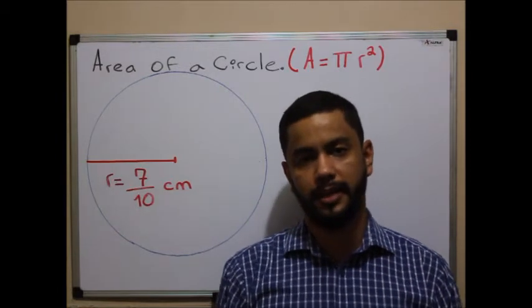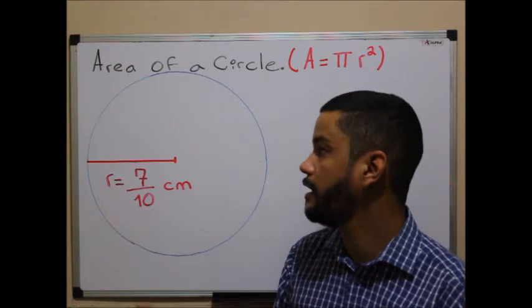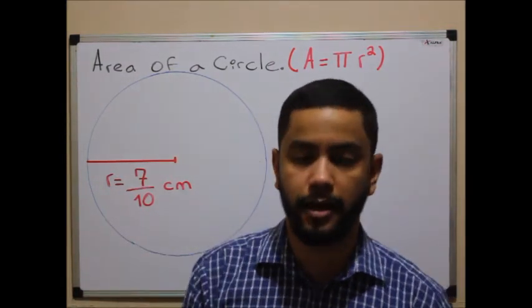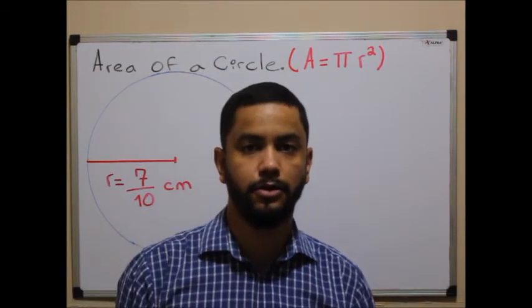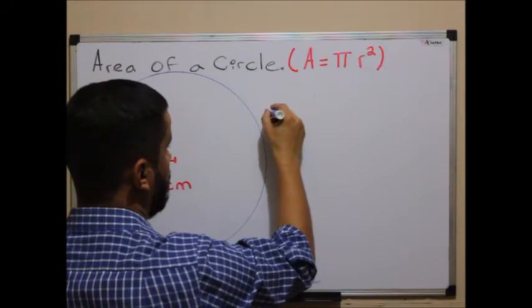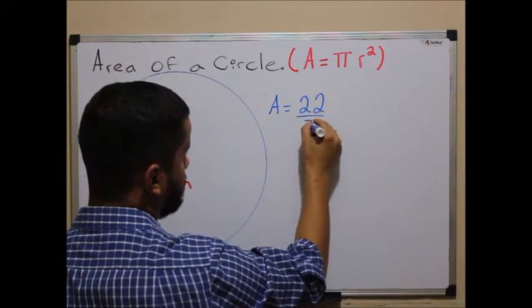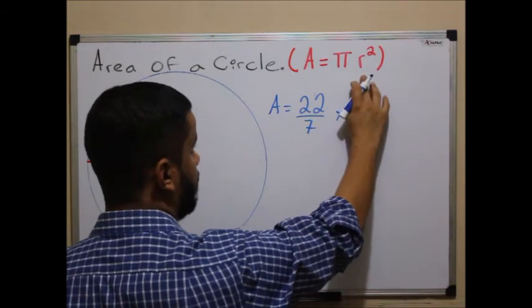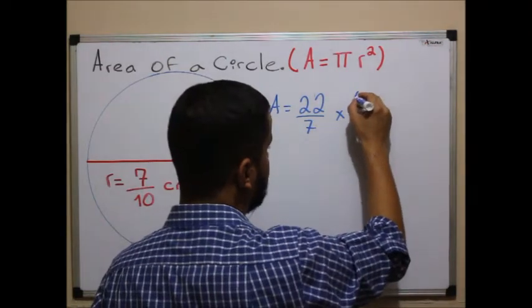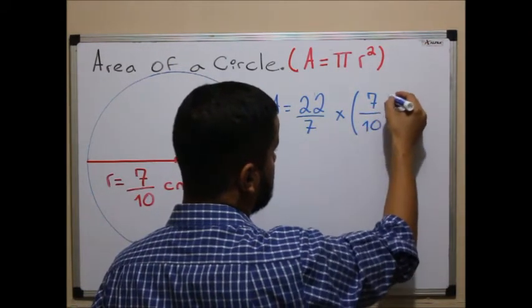In this example, instead of having diameter, we're having radius, and our radius is a fraction and it's a proper fraction, so we don't need to make another arrangement. So we can jump into the formula. That means that our area will be equal to 22 over 7 times the radius, that will be 7 over 10, and we're going to place that fraction inside parentheses in this way.